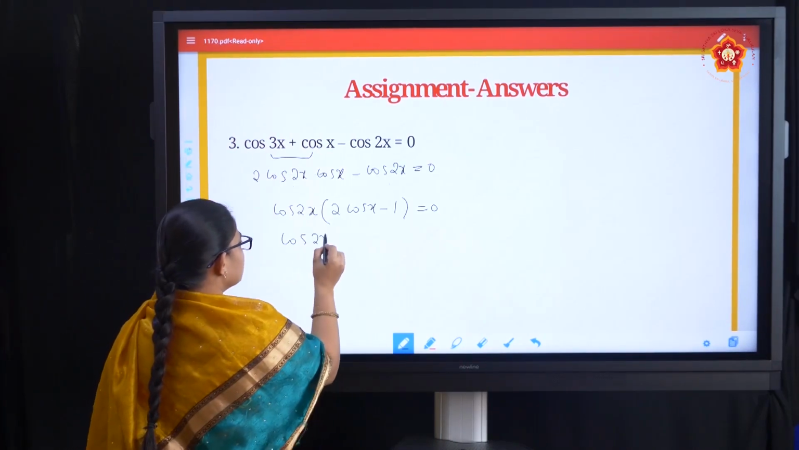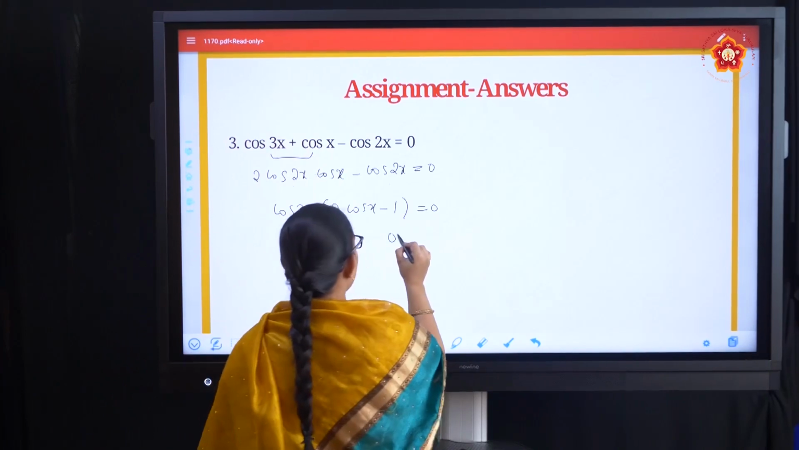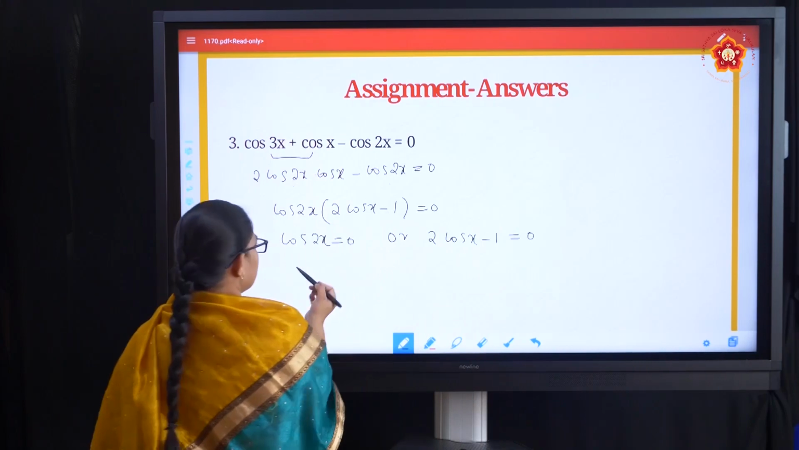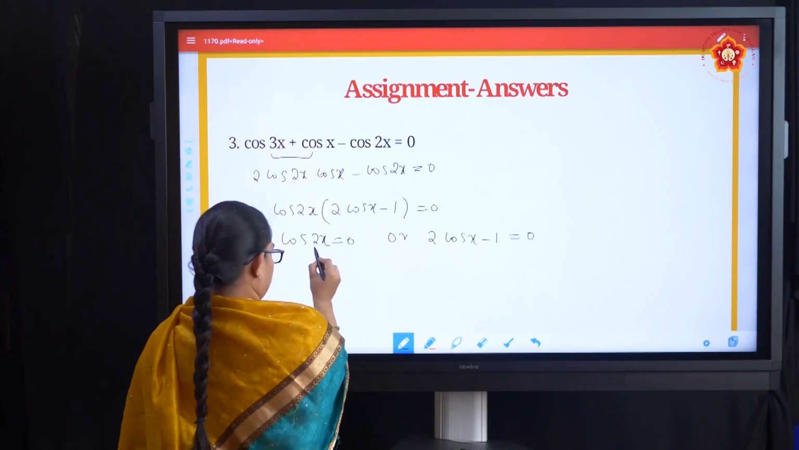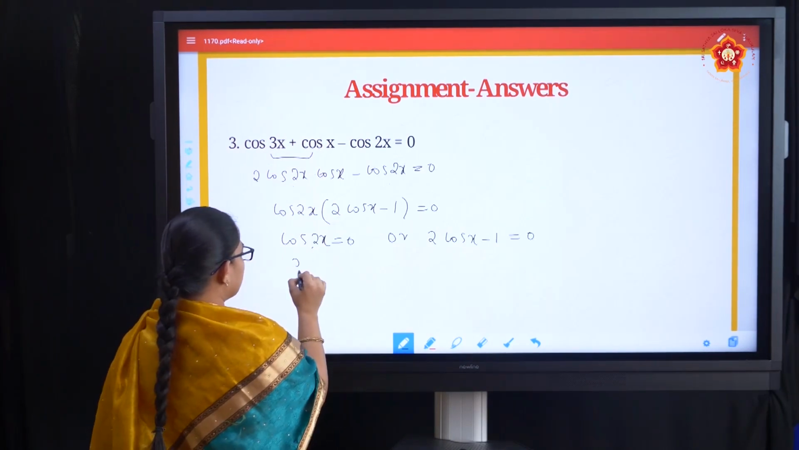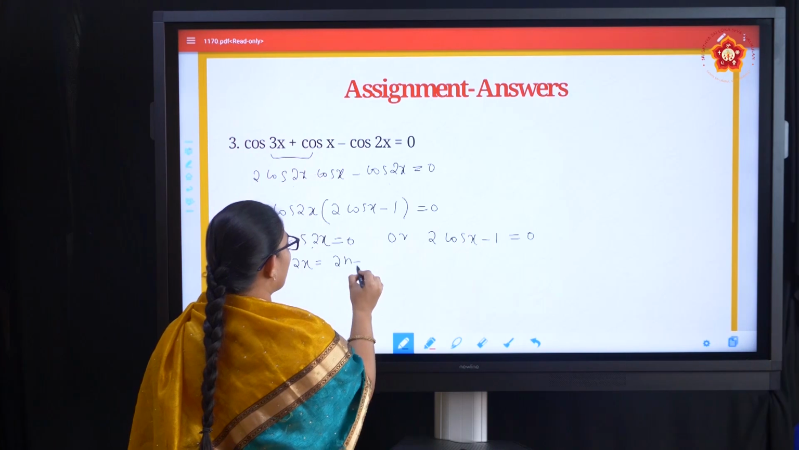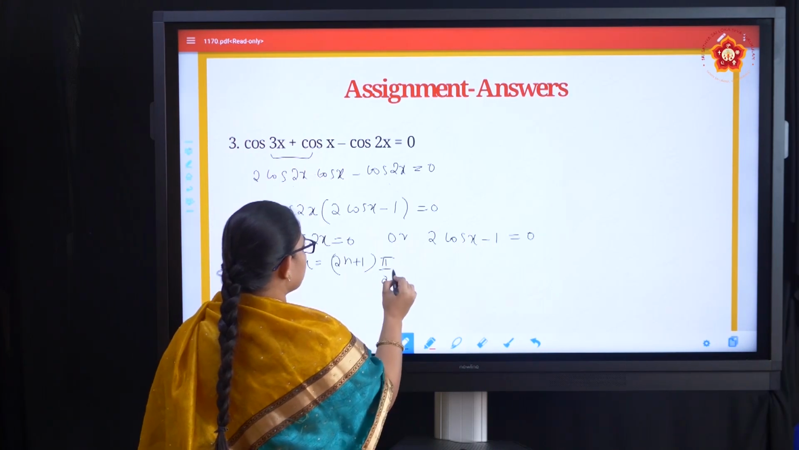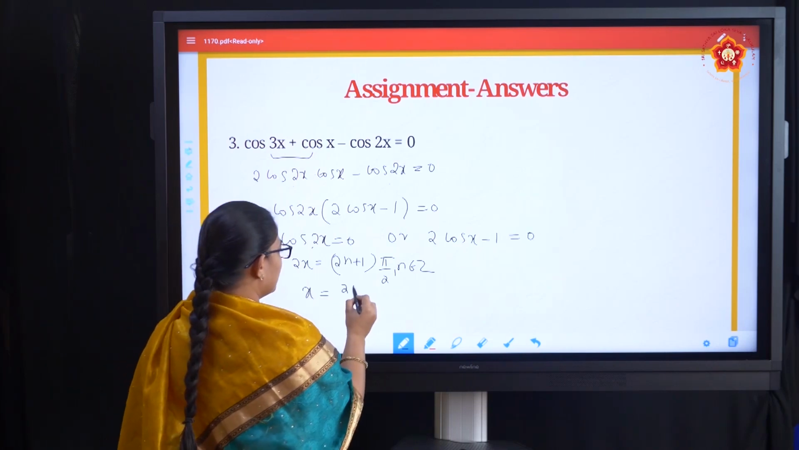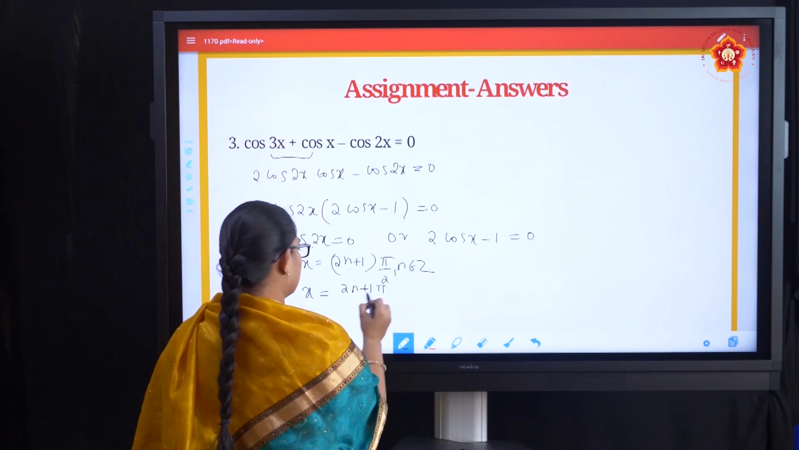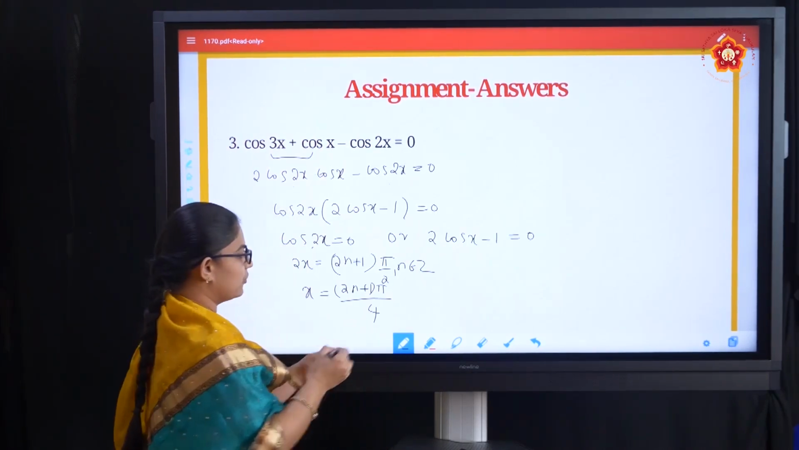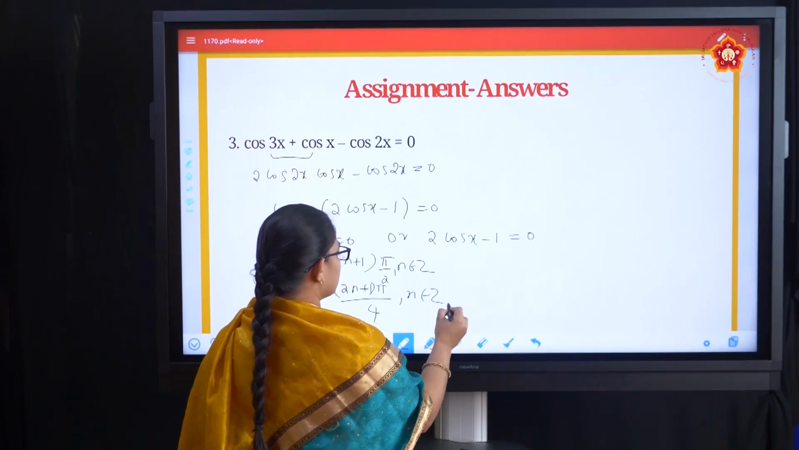Now product is equal to 0 means one of the terms should be equal to 0. So we can write either cos 2x is equal to 0 or 2 cos x minus 1 is equal to 0. Cos of some angle is equal to 0 means that angle must be an odd multiple of pi by 2, that is 2n plus 1 pi by 2 for n belongs to Z. But we need x. So x is equal to 2n plus 1 pi by 2 into 2, that is 4. So 2n plus 1 pi by 4 for n belongs to Z.